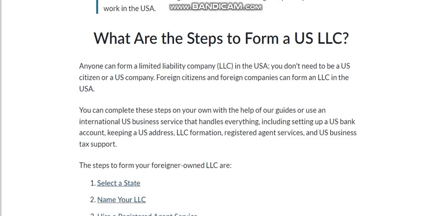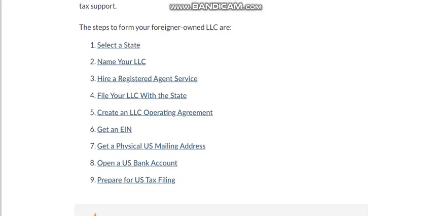The steps to form your foreign owned LLC are: number 1, select a state. Number 2, name your LLC. Number 3, hire a registered agent service. Number 4, file your LLC with the state. Number 5, create an LLC operating agreement. Number 6, get an EIN. Number 7, get a physical US mailing address. Number 8, open a US bank account. Number 9, prepare for US tax filing.